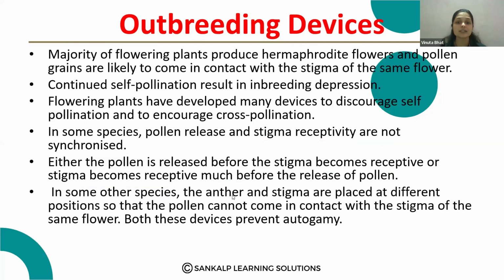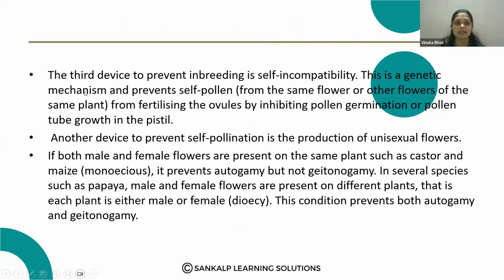In some other species, the anther and stigma are placed at different positions so that the pollen cannot come in contact with the stigma of the same flower. Sometimes the stigma is long and high, but the pollen grains are covered and not able to transfer to the stigma of the same plant. That is also another device. The third device to prevent inbreeding is self-incompatibility. This is a genetic mechanism that prevents self pollination.